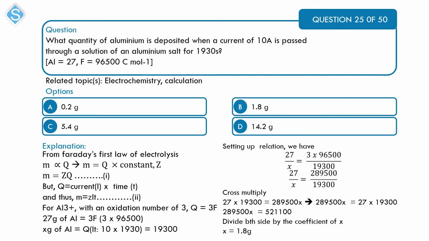So you have X to be equal to 1.8 gram. That is 521,100 divided by 289,500. So you have option B, 1.8 gram, as the correct option.